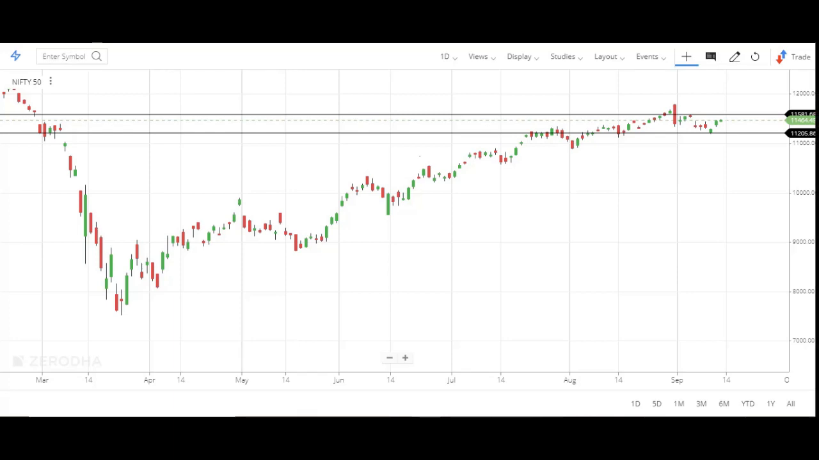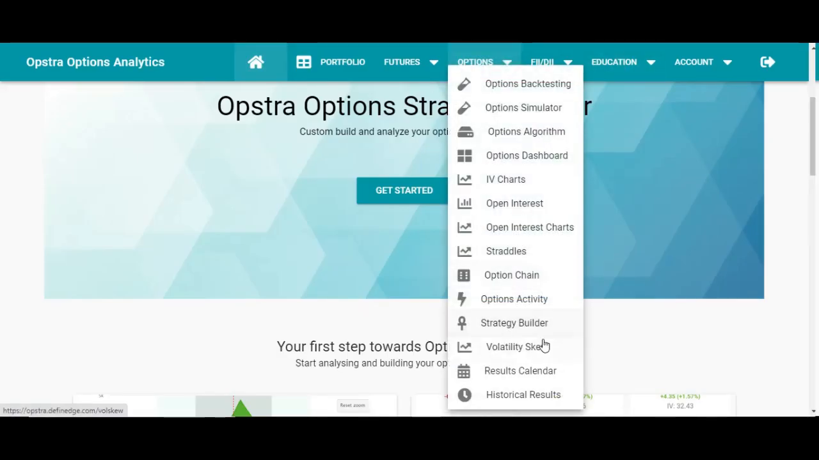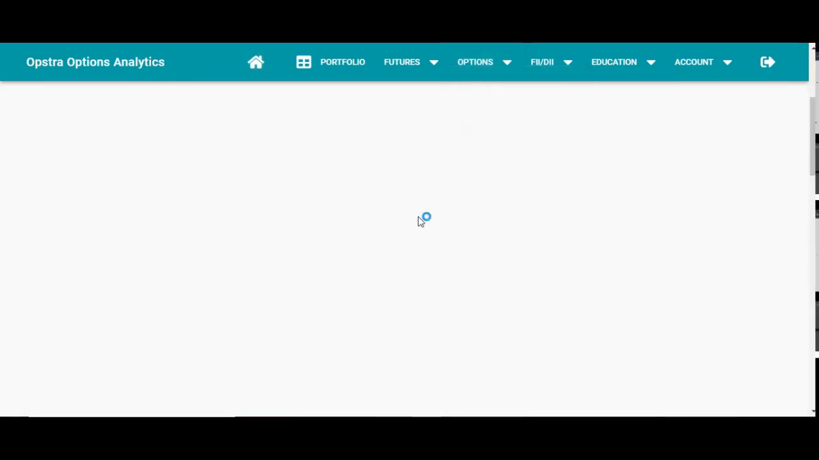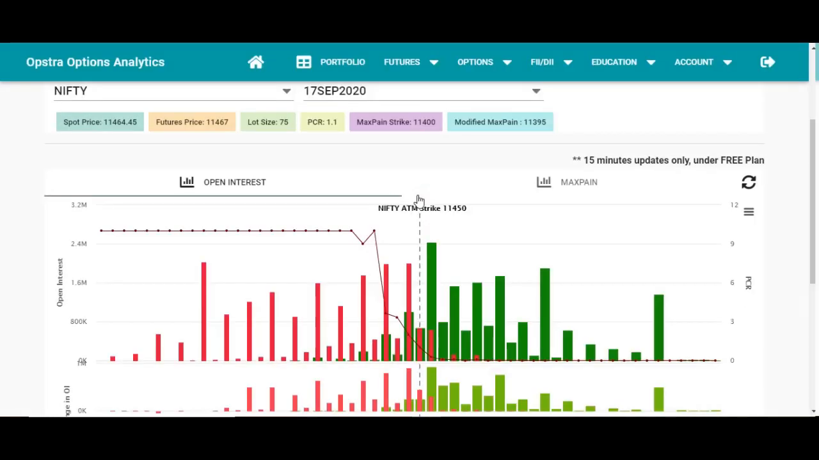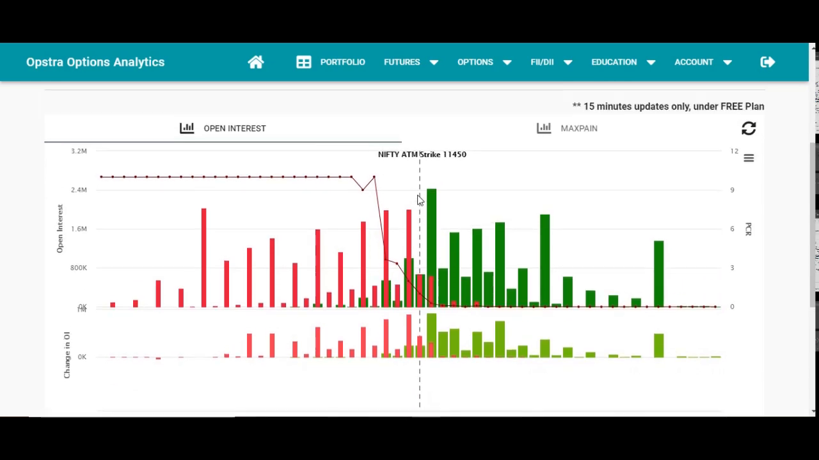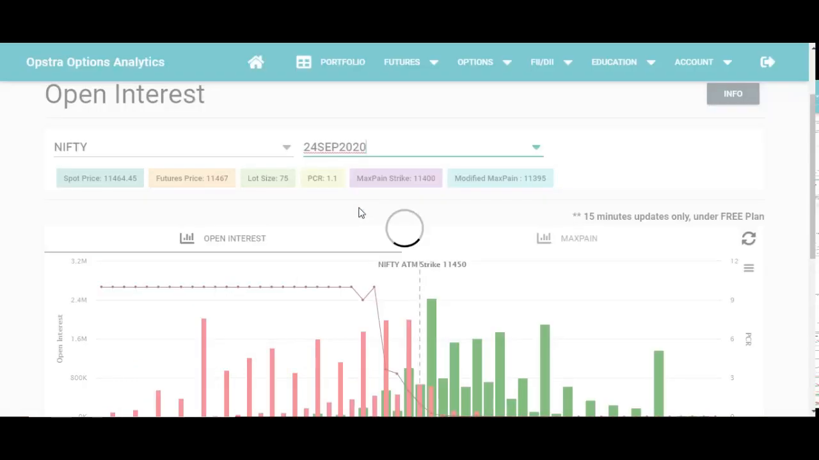Okay, so let's have a look at an options strategy to build. Before building an option strategy for this current week, current month, I'll also have a look at the open interest so that we can do a double confirmation as well. Okay, so once again it's getting loaded. Yeah, okay, so now here you can see that, sorry, we are going to build an option strategy for 24th September.